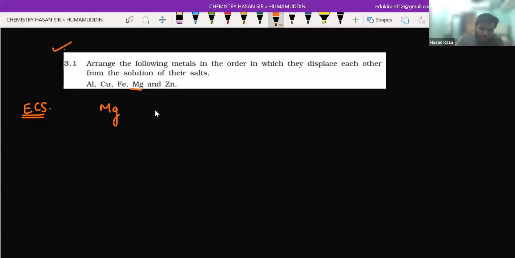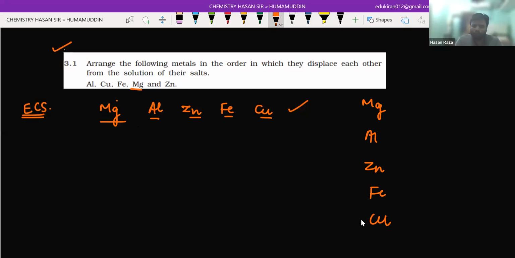Yes, sir. Then comes your aluminum. Magnesium can replace all of these. Then comes your aluminum. After that comes your zinc. After that Fe, and copper has a positive potential. It will be the lowest one. It cannot replace all of these four, but magnesium can replace all the other four. Aluminum cannot replace magnesium, but can replace zinc, iron, copper. Zinc cannot replace magnesium and aluminum. Basically, this will be like this: magnesium, aluminum, zinc, iron, copper. Got it? Yes, sir.